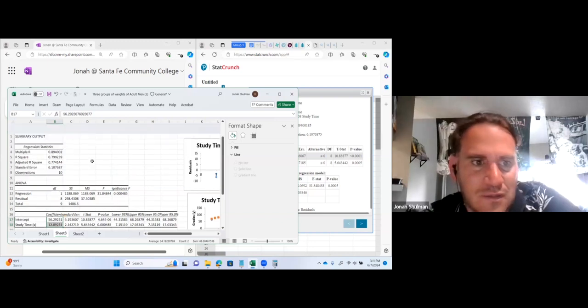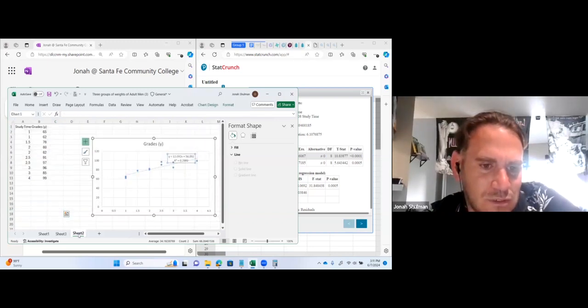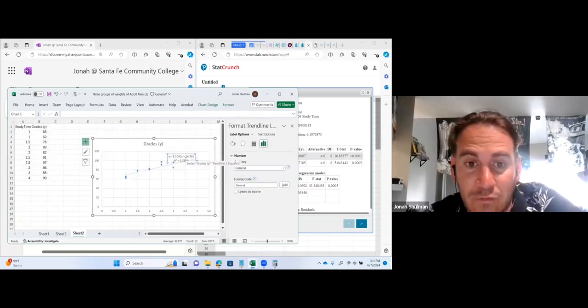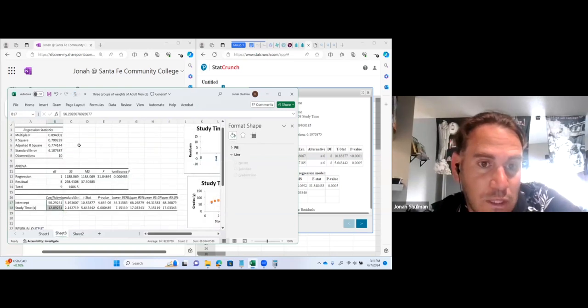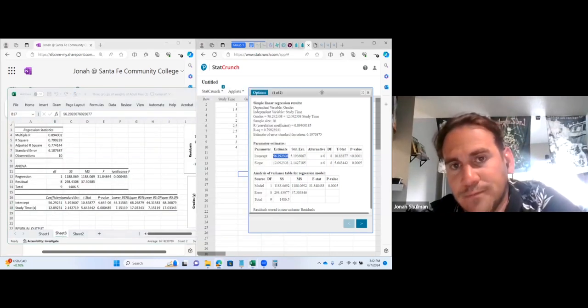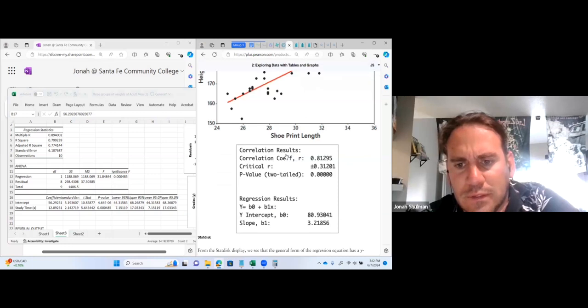So it doesn't matter if you use the graph of the scatter plot, the data points in Excel, or StatCrunch, you've got every piece you need. Very cool. All right, let's keep it going.